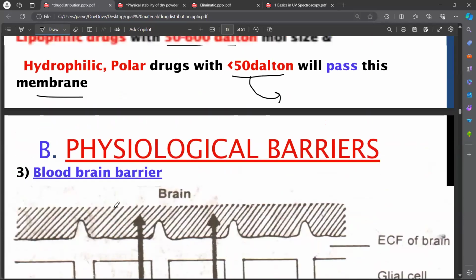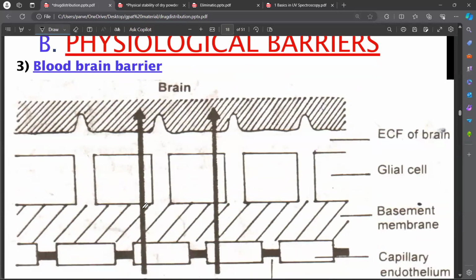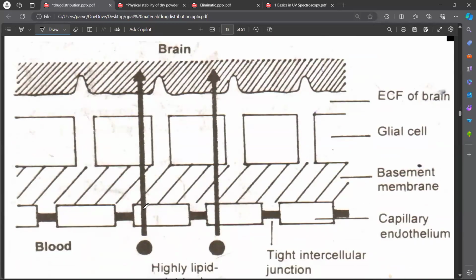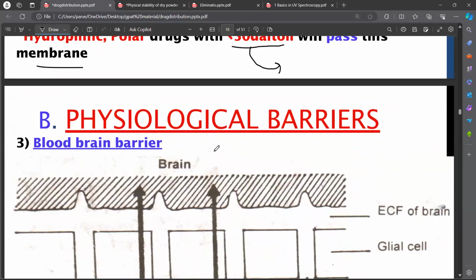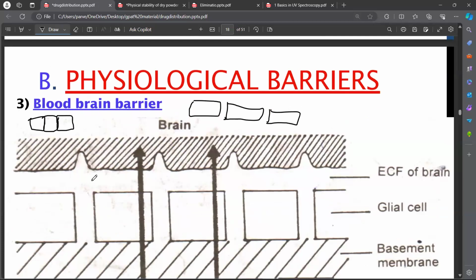Next, the most important barrier. It is nothing but the blood-brain barrier. In normal blood vessel walls, the endothelial cells have sufficient gap between them. But in the blood-brain barrier, the endothelial cells are tightly bound to each other. Basically, there is no gap between the endothelial cells.